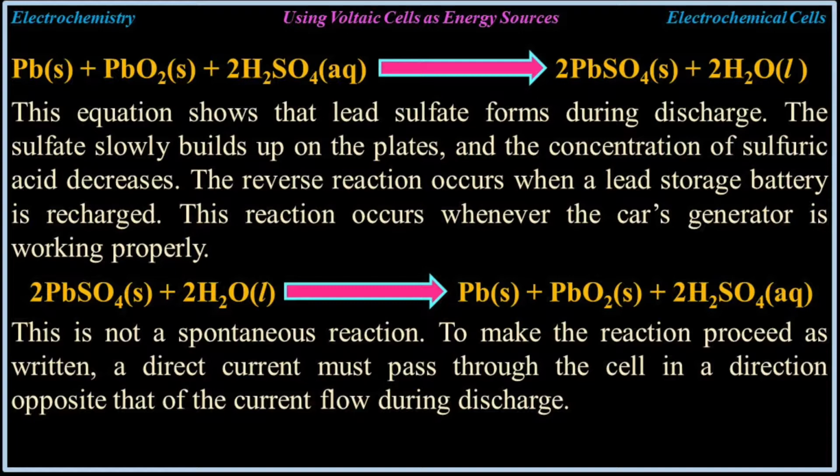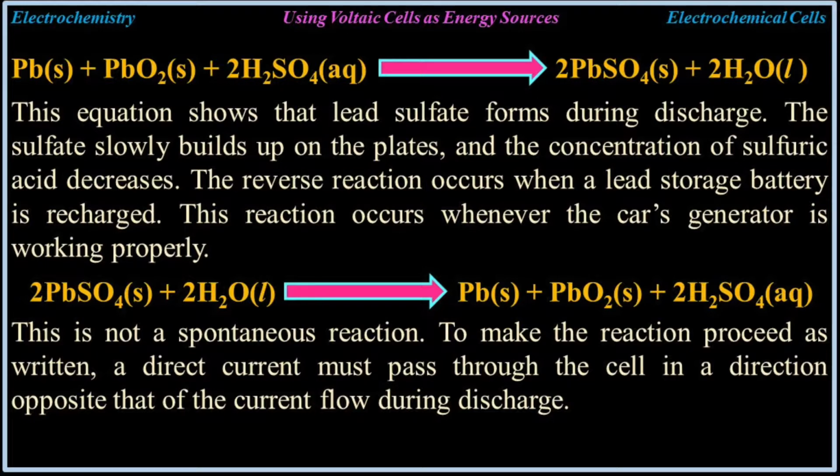And then the reverse, lead 2 sulfate plus water yields elemental lead plus the lead 4 oxide plus sulfuric acid. This equation shows that lead sulfate forms during discharge. The sulfate slowly builds up on the plates and the concentrated sulfuric acid decreases. The reverse reaction occurs when a lead storage battery is recharged.